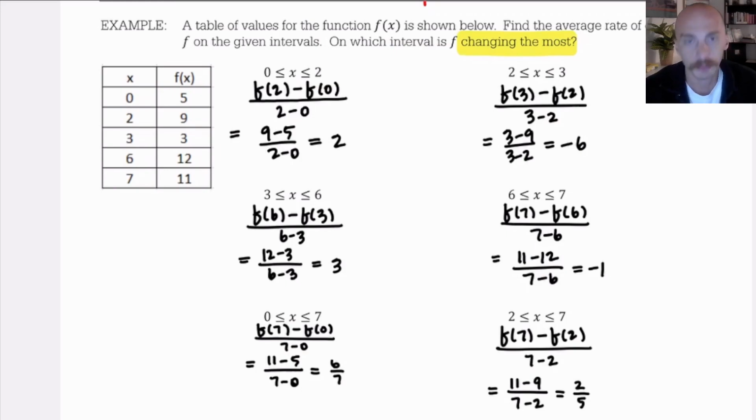Okay, as far as changing the most, I'd say undergoing the greatest amount of net change, either positive or negative, that would probably be right here, where I'm seeing an average rate of change of -6. Okay, so from x equals 2 to x equals 3, the function going down from 9 to 3, that seems to be the most change that I'm seeing. But that's the kind of vague question that we won't be asking you on a quiz or a test in AP Pre-Cal. I just thought I'd throw that out there for food for thought.